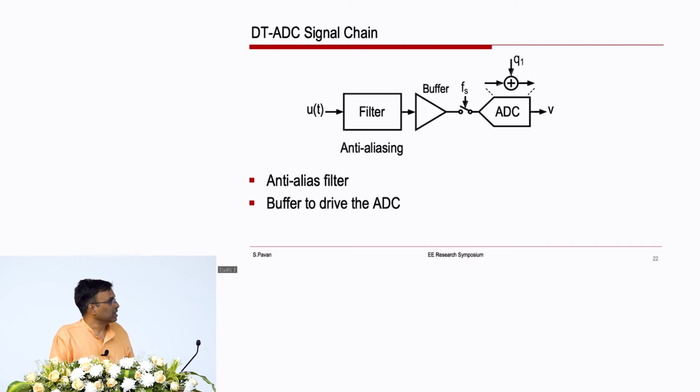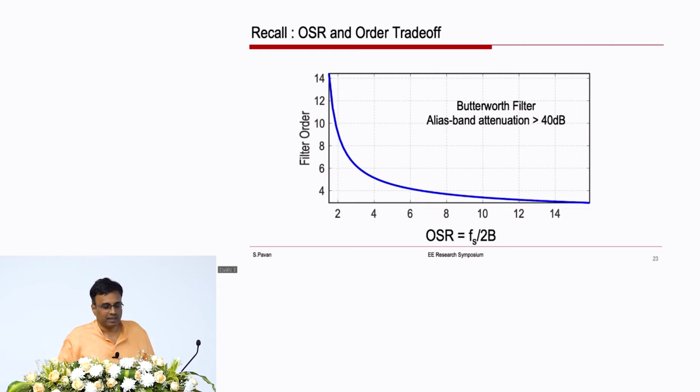So, you need the filter for anti-aliasing, you need a buffer to drive the ADC, and this is the ADC itself. And remember that there is a steep trade-off between the order needed of the filter and the oversampling ratio, which is the ratio of the sampling rate to the Nyquist rate.